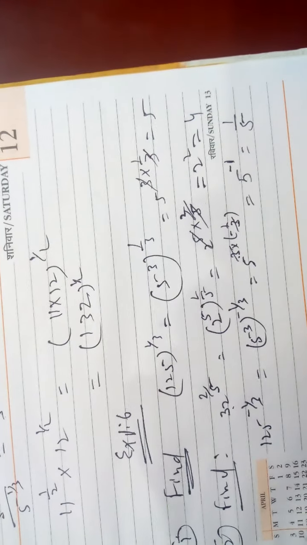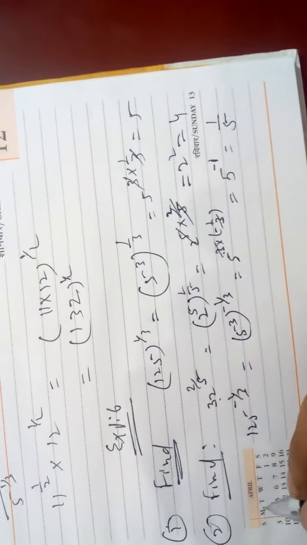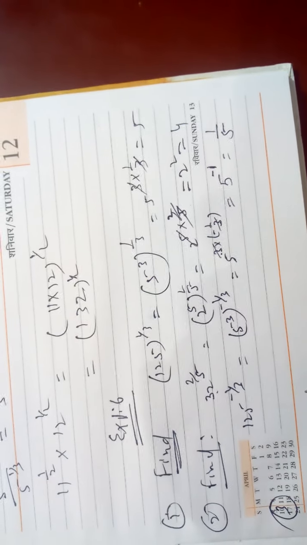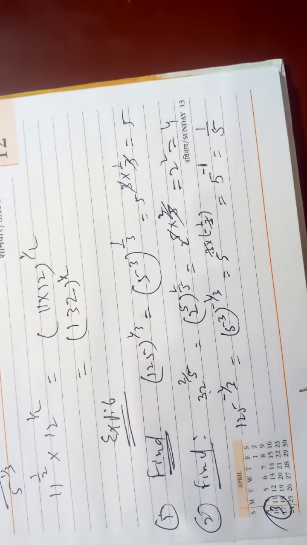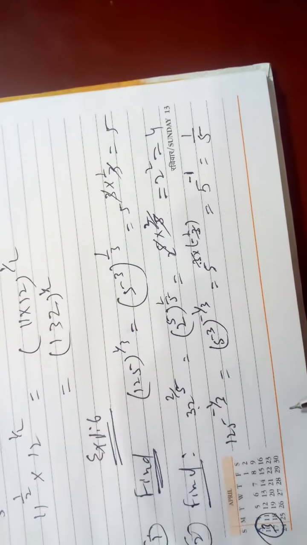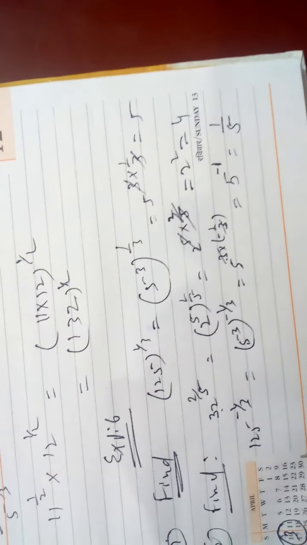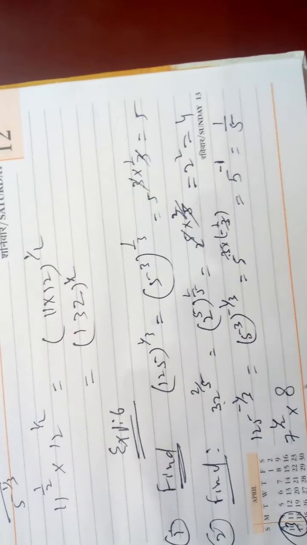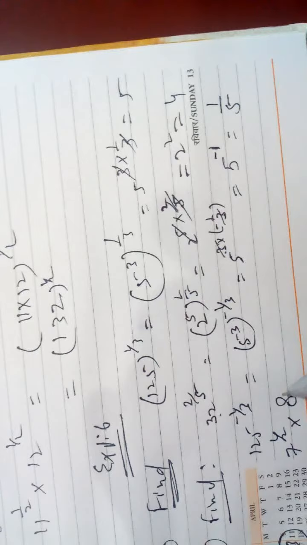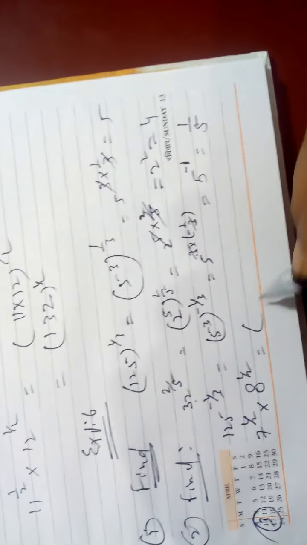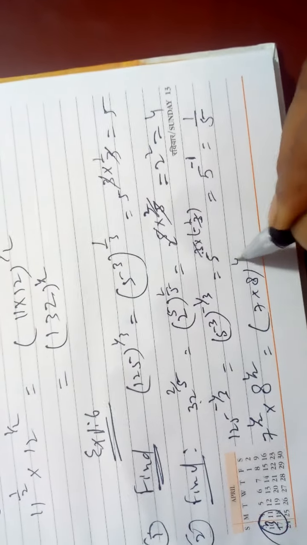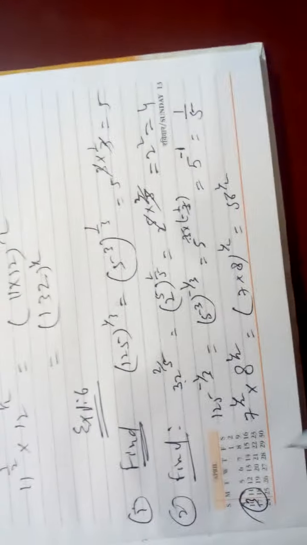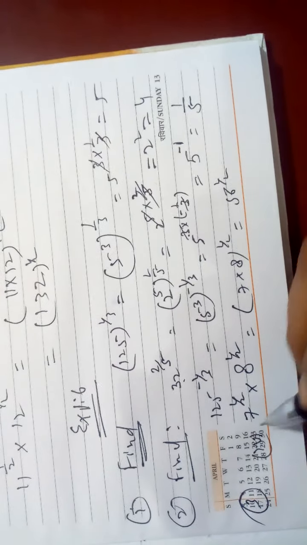In this case, the last question is given, the third question: simplify. The last part is 11 by 7 power 2, 7 power half multiplied by 8 power half. So 7 into 8, both have the same power. What will you get? 7 eights are 56, power half. It is the last part, the fourth part.